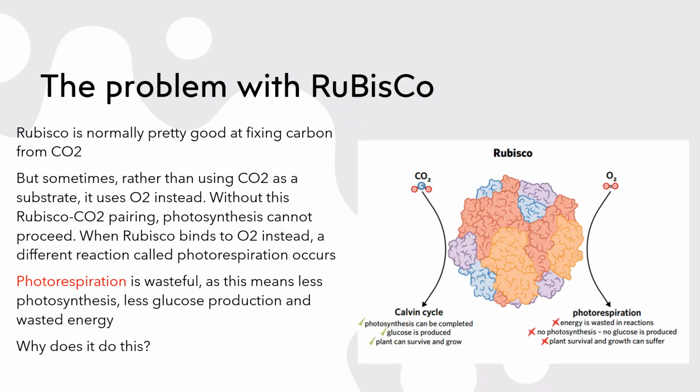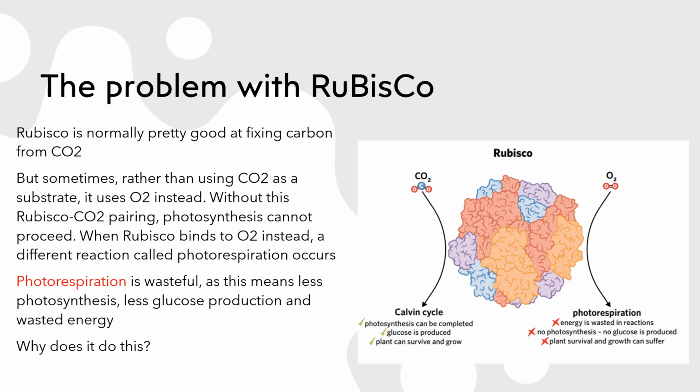Now, like I said, there are problems. Rubisco's got a lot of problems. It's not the best enzyme in the world. It's definitely not my favorite enzyme. It's definitely a flawed enzyme. Rubisco is normally pretty good at fixing carbon from CO2. They're normally pretty good at what they do. But sometimes, apart from being really inefficient and slow, instead of using CO2 as a substrate like they're supposed to, sometimes it uses oxygen instead.